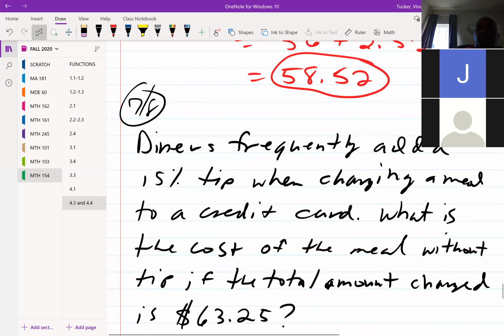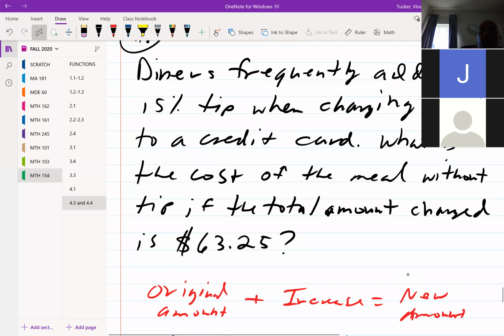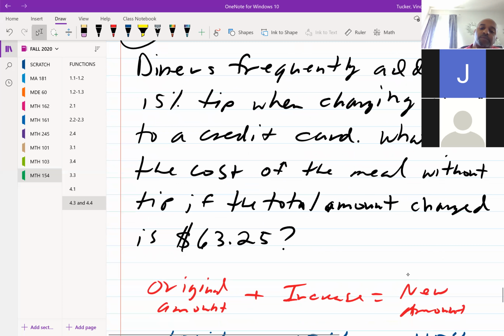All right, this one, 7 and 8 are very similar. So I think this was number 8, but 7 and 8 were similar. That's why I wrote 7/8 up there. So I just did one of them. Diners frequently add a 15% tip when charging a meal to a credit card. What is the cost of the meal without tip, if the total amount charged is $63.25?